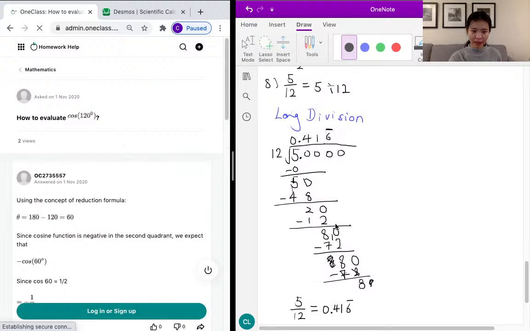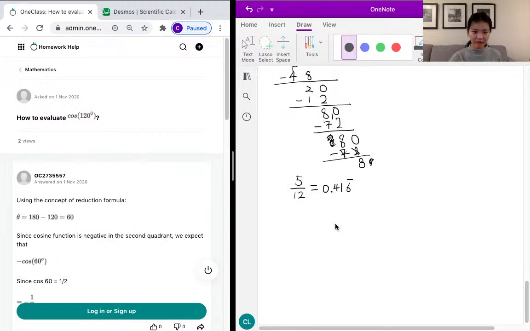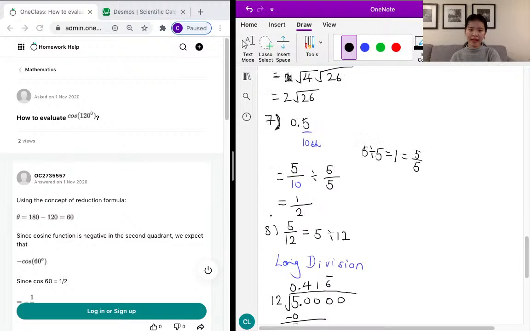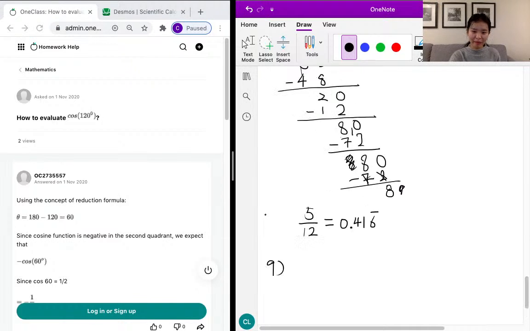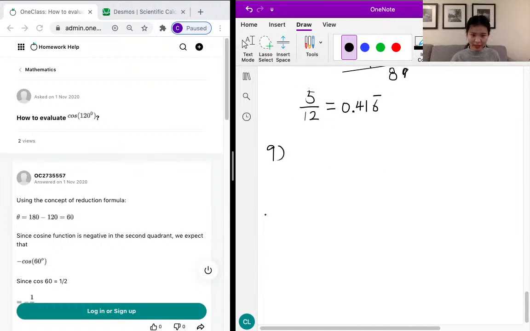Here we have our next problem, and it asks us to evaluate the cosine of 120 degrees. So that is a trigonometry problem, or people just say a trig problem. Okay, let's do the cosine of 120 degrees.